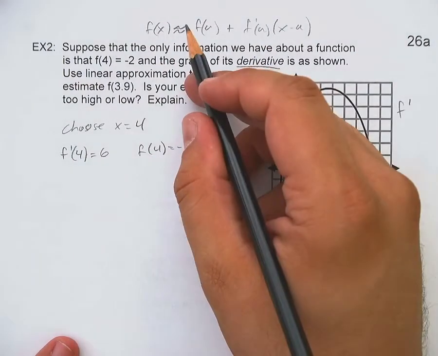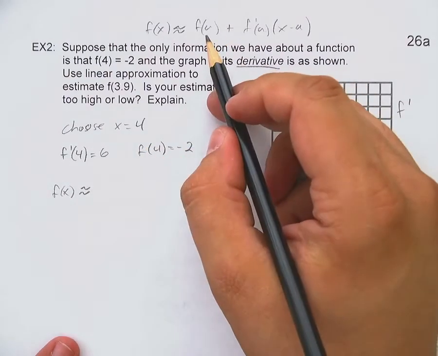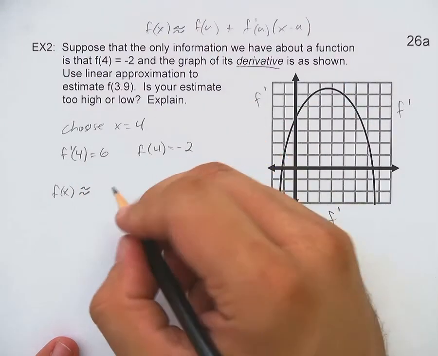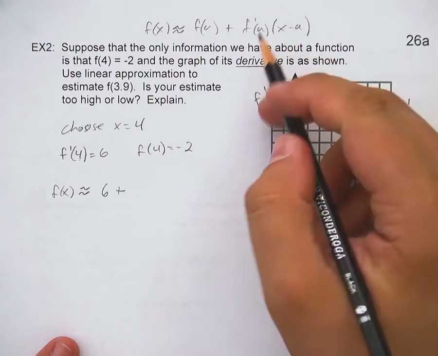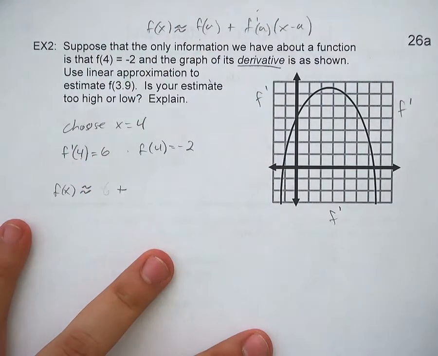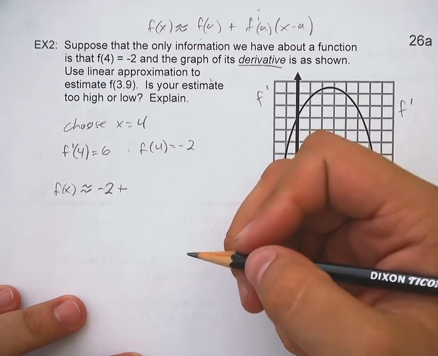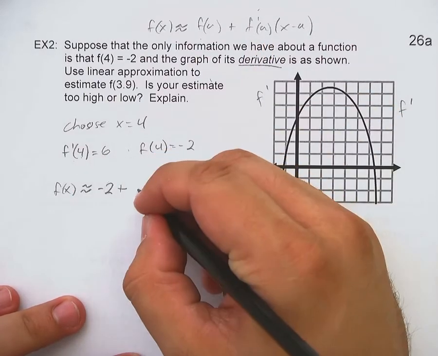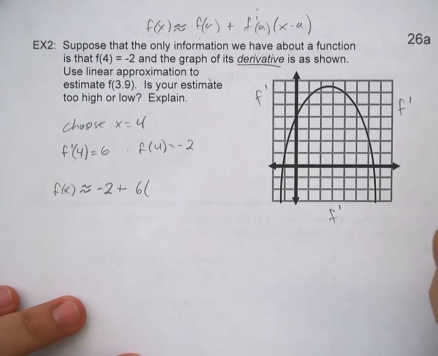If you want to jump straight to here now, you can. F of a, f of 4, which is... excuse me. Goodness, I really wish I had someone here to double check what I say. F of 4 is negative 2, I'm sorry. Negative 2 plus f prime of a, there we go, which is 6, times your x minus a.